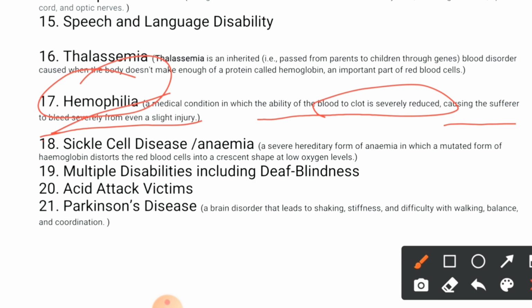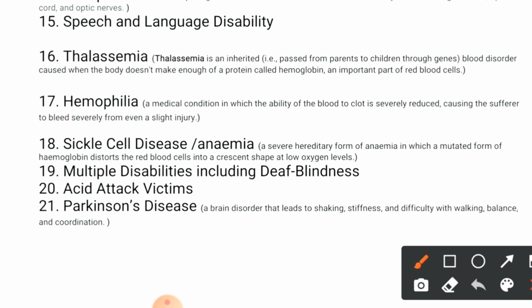Next we have sickle cell disease. Sickle cell disease is also known as sickle cell anemia, a severe hereditary form of anemia in which a mutated form of hemoglobin distorts the red blood cells into a crescent shape at low oxygen levels.